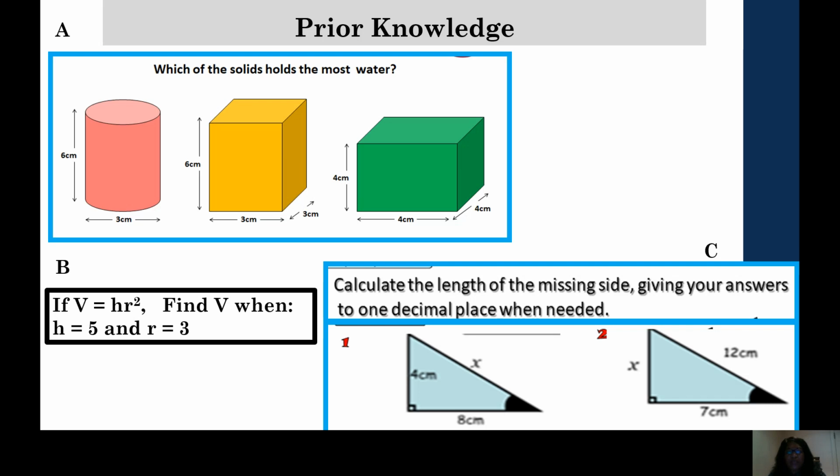Think about what it means to find a solid that holds the most water. It could be water, it could be any liquid, anything. You know, which one holds the most and what does that mean?